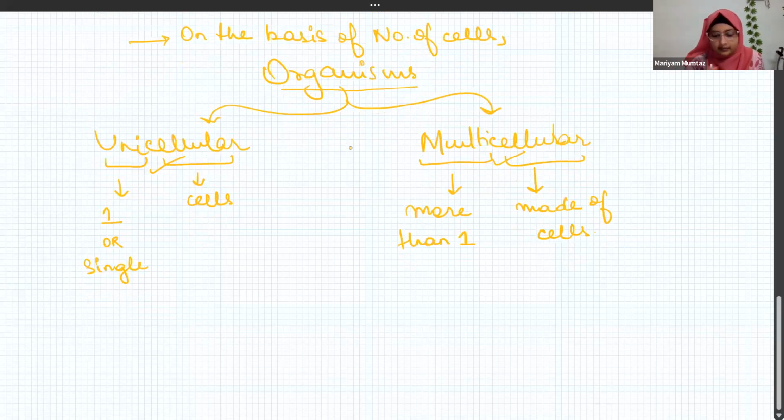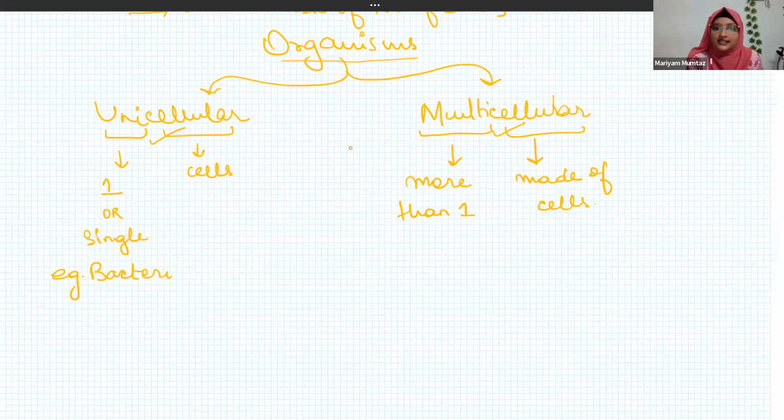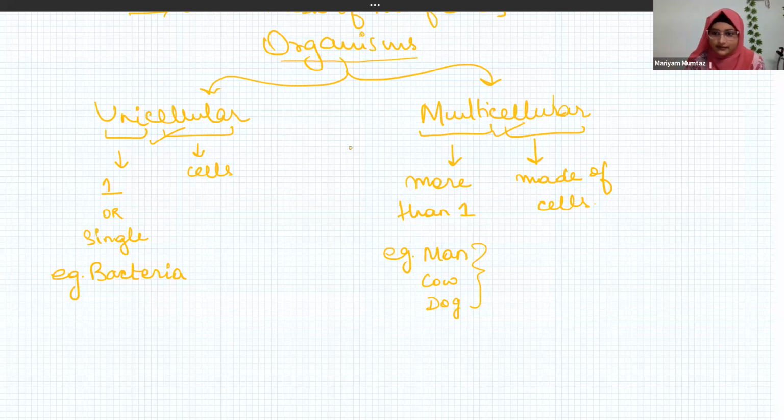Now let us see some examples. Have you heard about bacteria? Yes, ma'am. So bacteria are unicellular organisms. And have you heard about a man? Do you know cow? And have you seen a dog? All of these are multicellular. Why? Because they contain many cells. Okay, moving on.